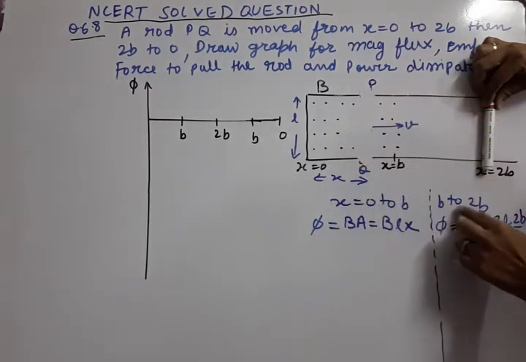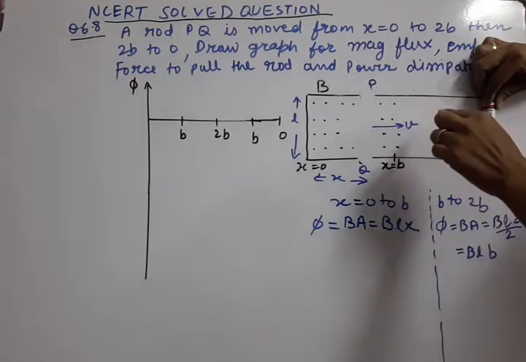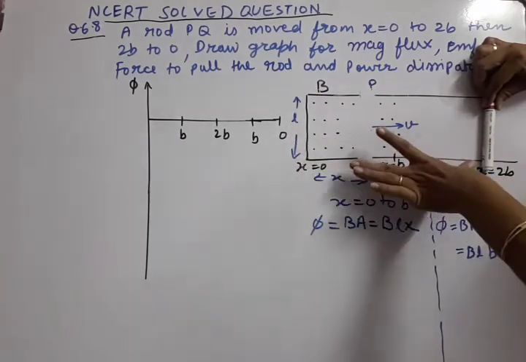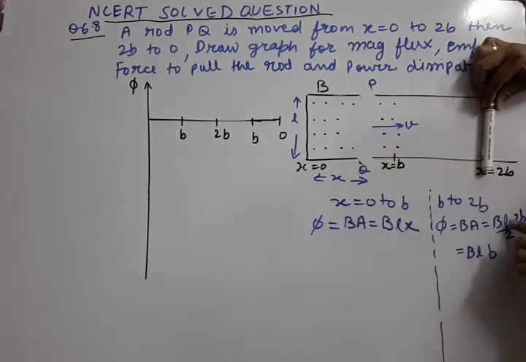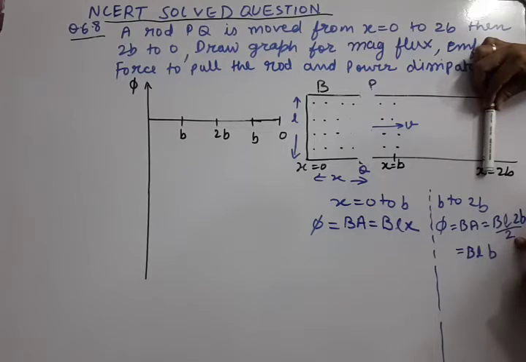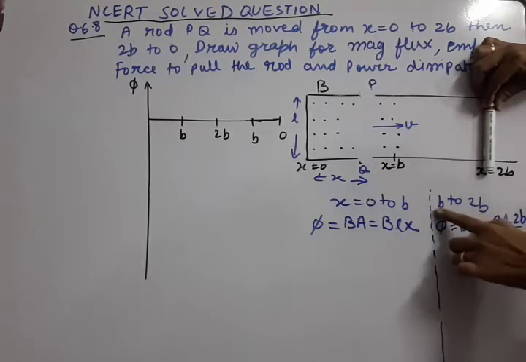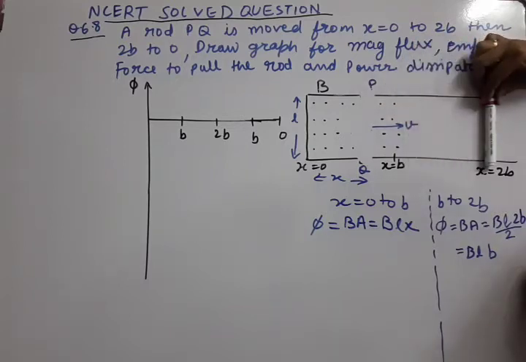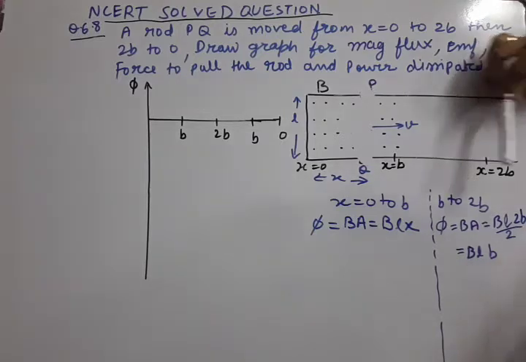When the rod was moved from B to 2B, for the total area we first have to calculate L into 2B. Then for calculating the flux for the movement B to 2B, we just divide it by 2, because here we have to consider only the B to 2B movement, when the rod was moved. Then how much was the flux? The flux involved is only BLB, because we have to take just half. So BLB is the flux.